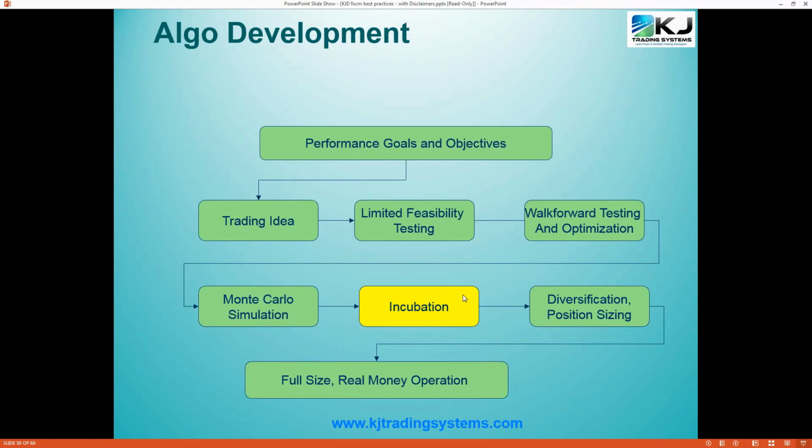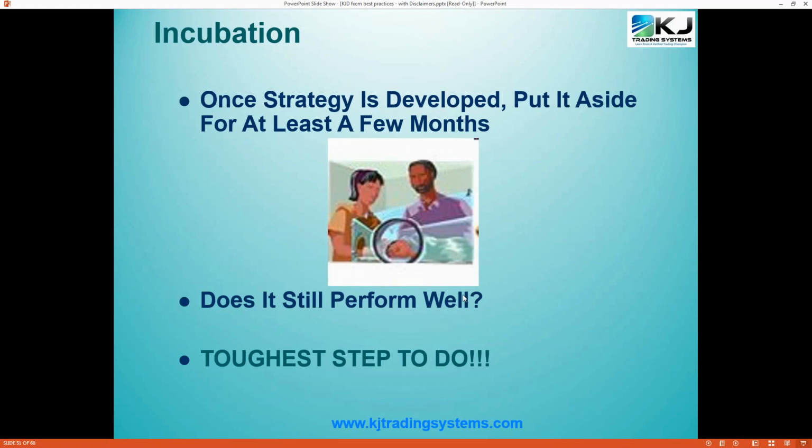So the next one is incubation. Most people don't do this. I spend a lot of time not doing it. Basically, once you create a strategy, you set it aside for a little bit, and then you go back and look at it maybe once a month and see if it still performs well.